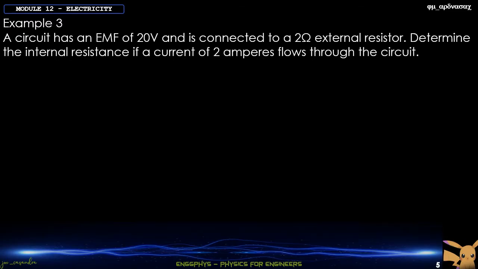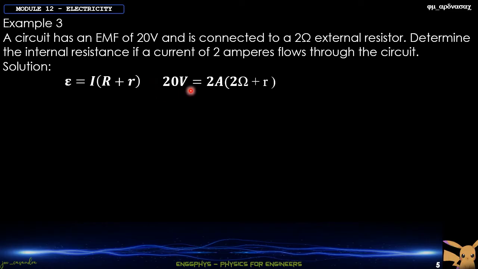A circuit has an EMF of 20 volts and is connected to a 2 ohm external resistance. Determine the internal resistance if a current of 2 amperes flows through the circuit. Okay, so in this problem, we do not know if it is charging or discharging. So, in that matter, we'll assume that it is a charging EMF. So, we'll use now the equation E is equal to I times (R plus r). So, charging or discharging is plus. Okay? So, it means it's moving from negative to positive.